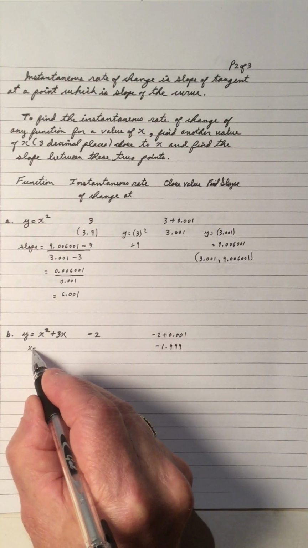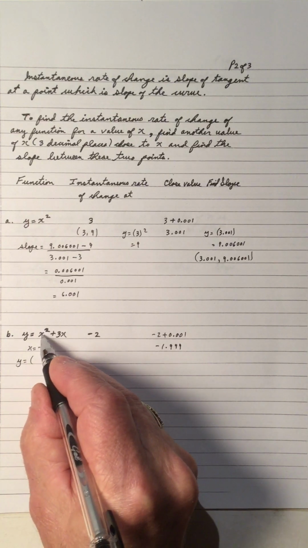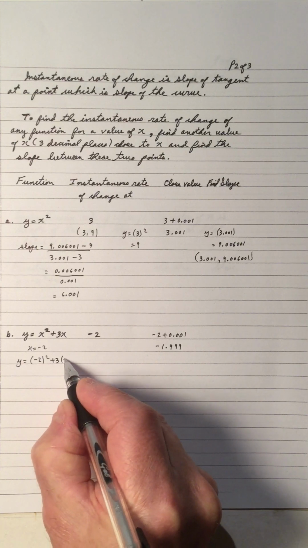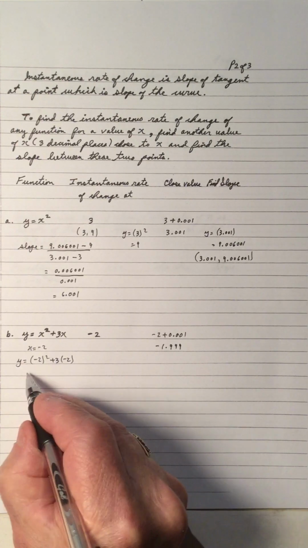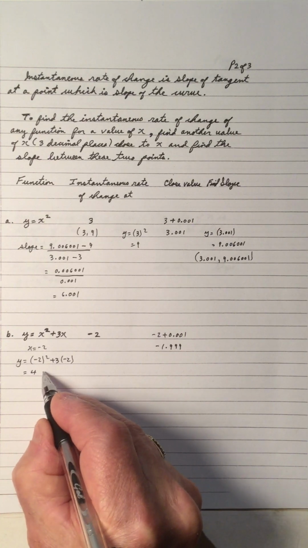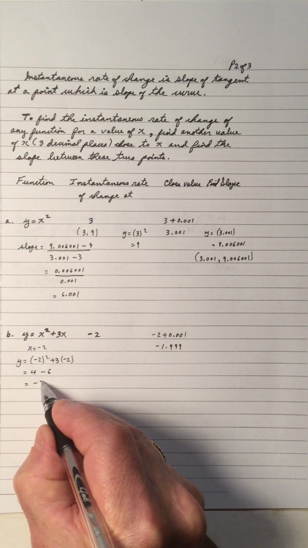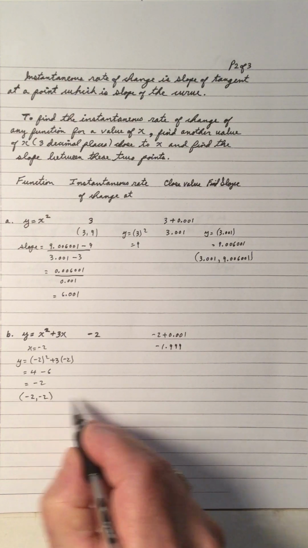So x equals -2. I'm plugging -2 in here and -2 there. That gives us a 4 minus 6, which works out to be negative 2. So this is the point, negative 2, negative 2.